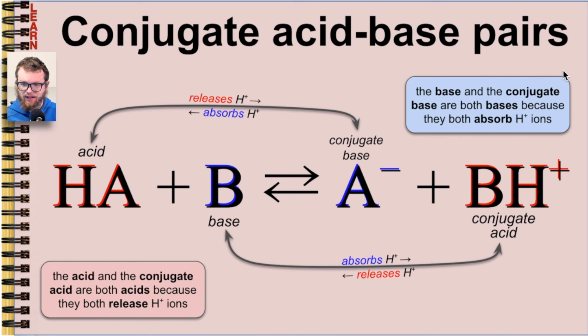So the base and the conjugate base are both bases because they both absorb H+ ions. The acid and the conjugate acid are both acids because they both release H+ ions. The acid releases the H+ ion in the forward reaction. The conjugate acid releases the H+ ion in the backward reaction. The base absorbs the H+ in the forward reaction. The conjugate base absorbs H+ in the backward reaction. So how can we use that to identify the conjugate acid-base pairs?